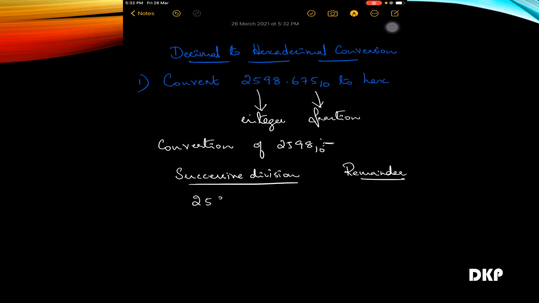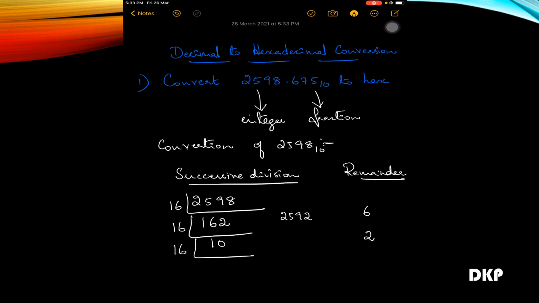So first, 2598, when you do the division with 16, it is 162 times divisible in this number. You will get 162 into 16 is 2592. So 2598 minus 2592 will give you the remainder as what? 6. Now divide this again with 16. So 10 times it is divisible and the remainder will be 2. Again divide with 16. The remainder is 10.